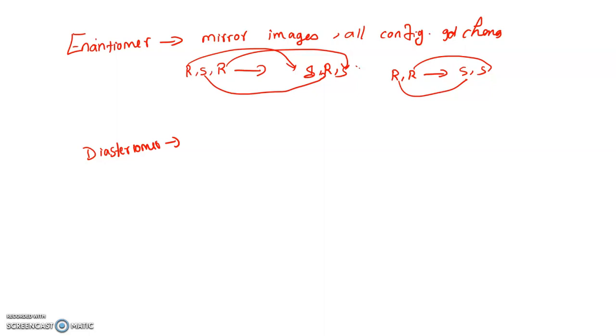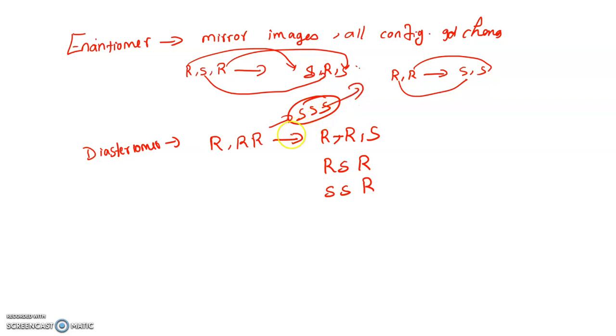If we are discussing this problem on the basis of configuration, and the configuration of one compound is RRR, if it is changed to RRS or RSR or SSR, any change, other than SSS, which is the only possibility for enantiomer, all other combinations of R and S configurations we can call diastereomer. That is the thing that we are going to discuss in the given problems.